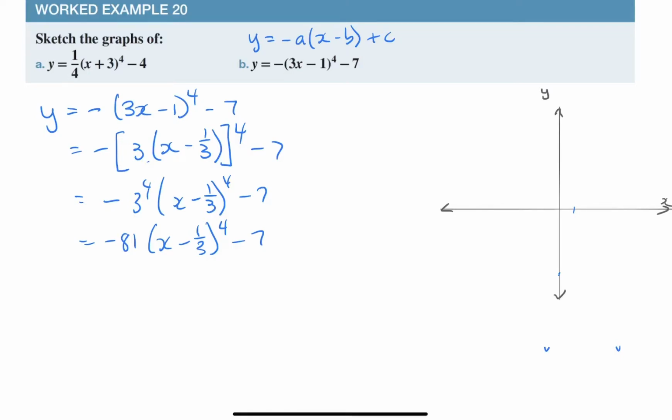And now I am exactly where I was with the previous question. I'm in the form of plus a, (x minus b) plus c. So my turning point is at (b, c). And that b is the opposite sign of minus a third, which means it's positive a third, and c is negative 7. So when x is a third, y is negative 7. That is a third, negative 7. That's where my graph turns.